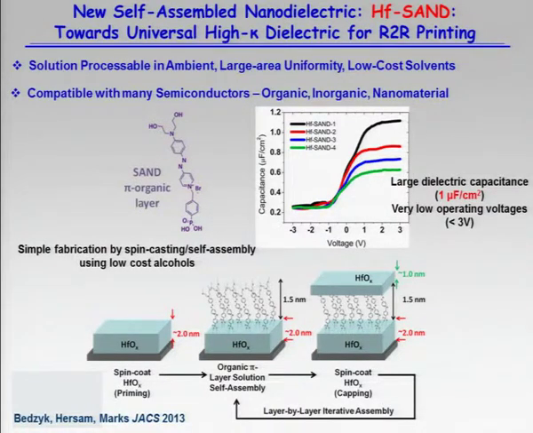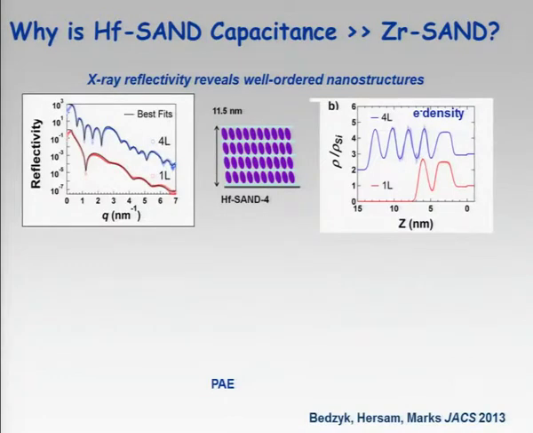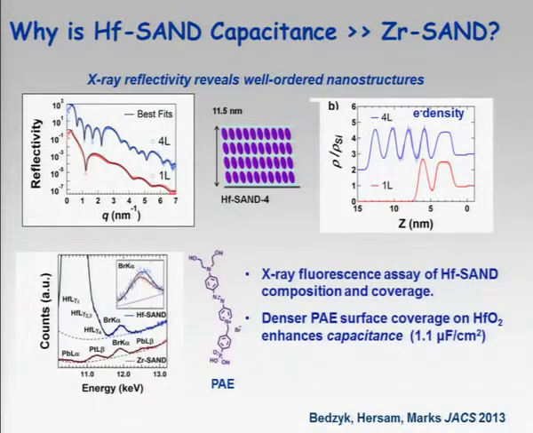So it actually chemisorbs more of the organic part that gives you the K. And so now we're above 1 microfarad per centimeter squared in the capacitance. So that's very, very large. We're really excited about this, very robust materials. I don't want to go into it in great detail, but this is X-ray reflectivity, just to show you. So this is the reflectance, and now we've done the Fourier transform. There's the electron density, 4 layers, 1 layer. These are very, very regular structures.